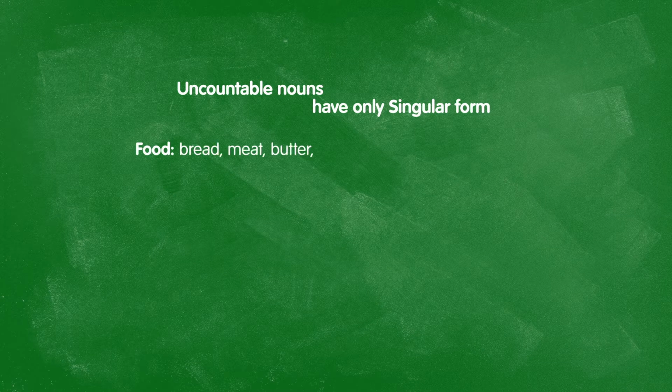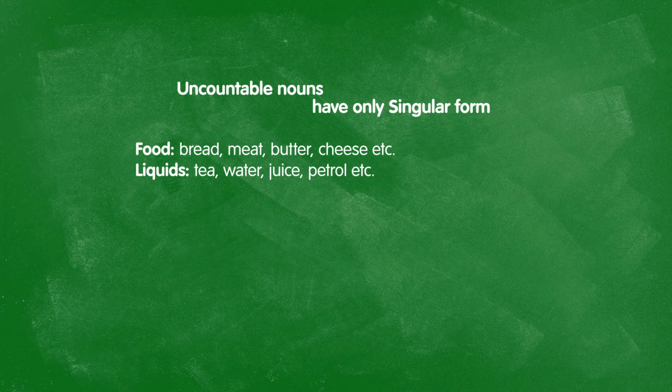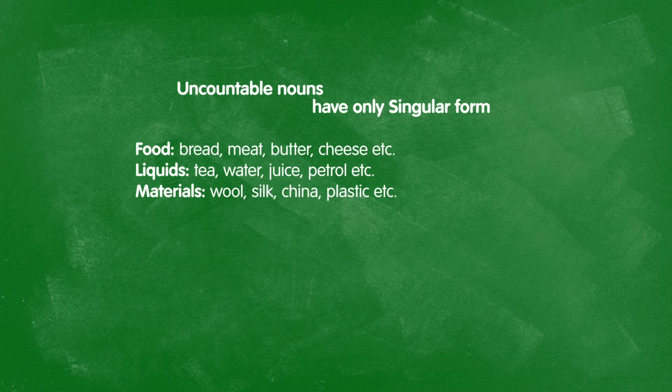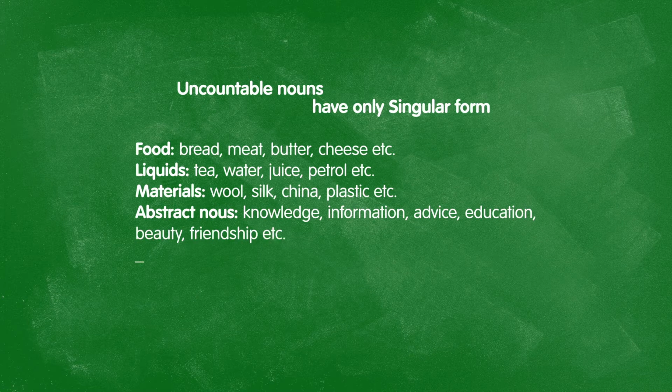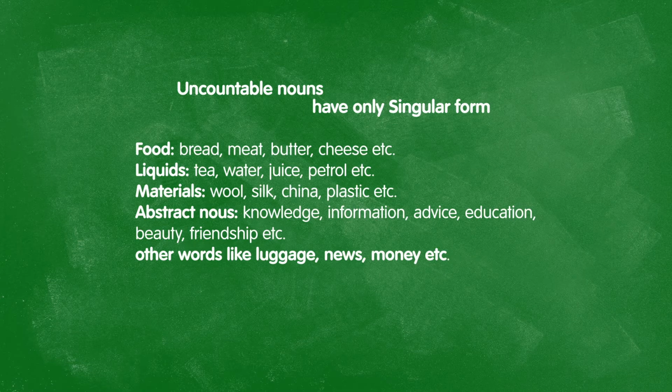Now, let's look at some examples of what things are considered uncountable in English. First, food items like bread, meat, butter, cheese, etc. are all considered uncountable, and so are liquids. Tea, water, juice, petrol, coffee, as are materials, things like wool, silk, china, plastic, anything that something is made from. Also, abstract nouns, things like knowledge or information or advice, education, beauty, friendship, anything you cannot hold in your hand. And finally, there are some specific phrases that we also consider uncountable. Things like luggage, news, money.